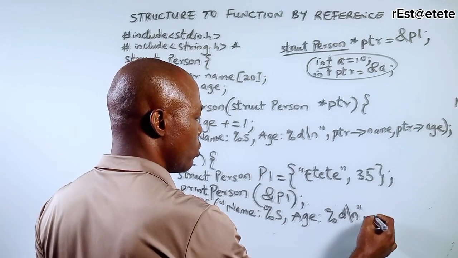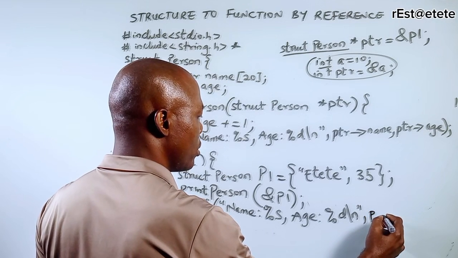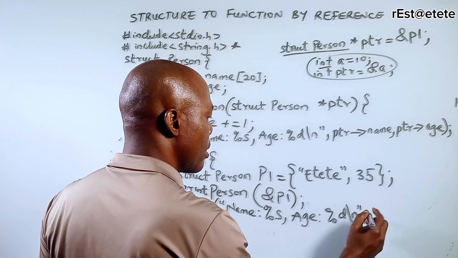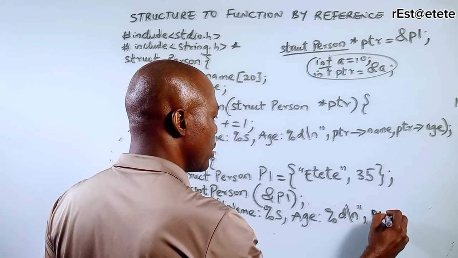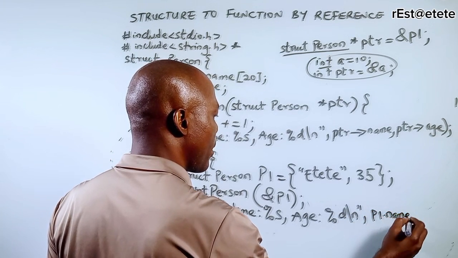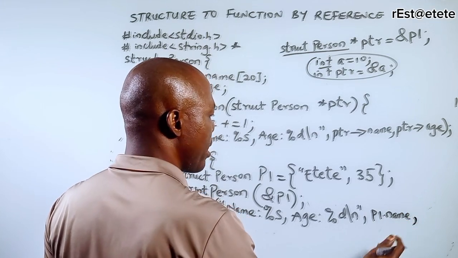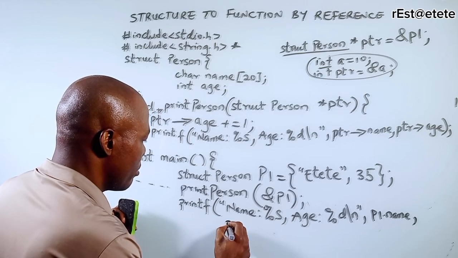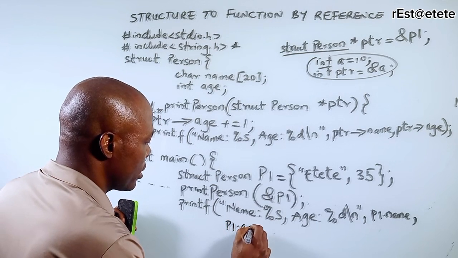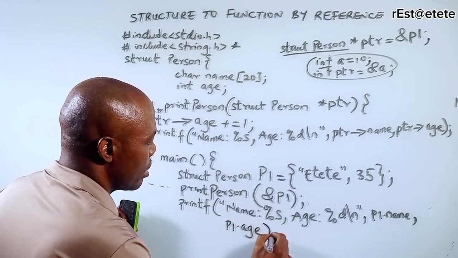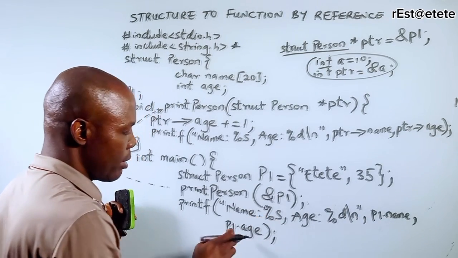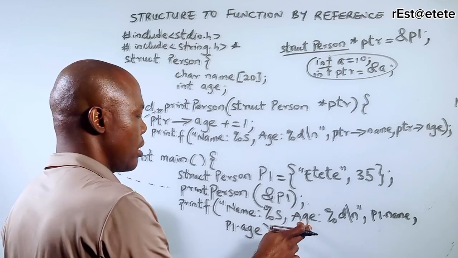So in this case, it will be what? P1 dot name, right? Comma, what should be there? I don't know if you are still seeing, so I'll bring it down. P1 dot age. So P1 dot name will go to this place, and P1 dot age will go to this place.